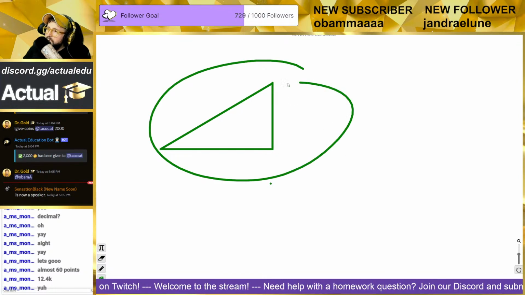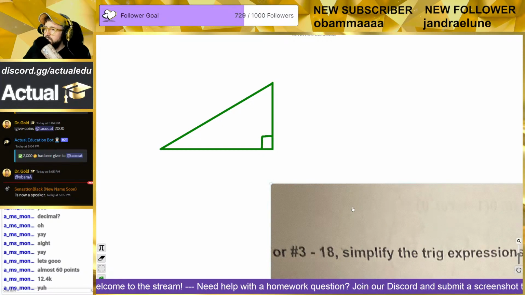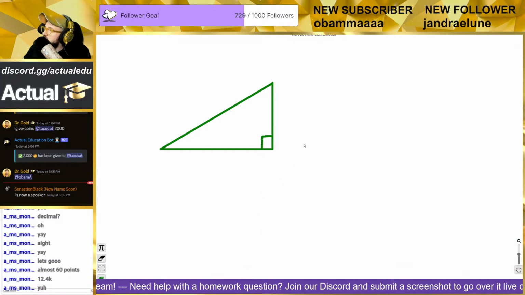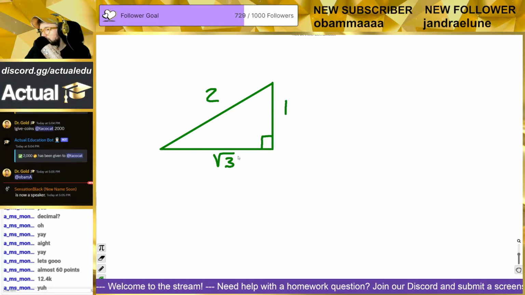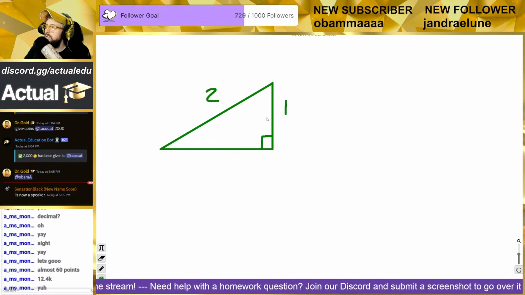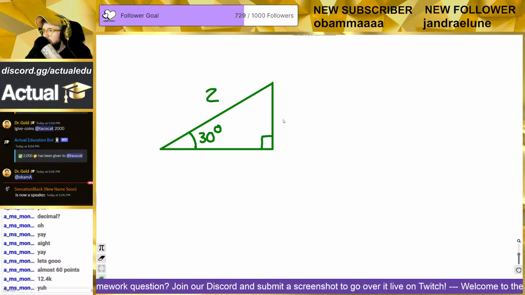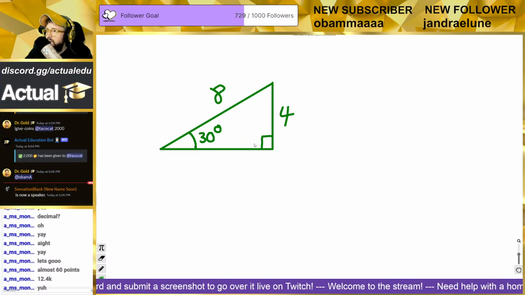This is a right angle, or right triangle, which can have various sides to it. Let's say we had a triangle that had a side 1 here, a side 2 here, and a side square root of 3. Or actually, let's say I don't know what the side is. But I do know that the angle here is 30 degrees. Actually, let's make it a little bit more fun. Let's just say it's 4 and 8.